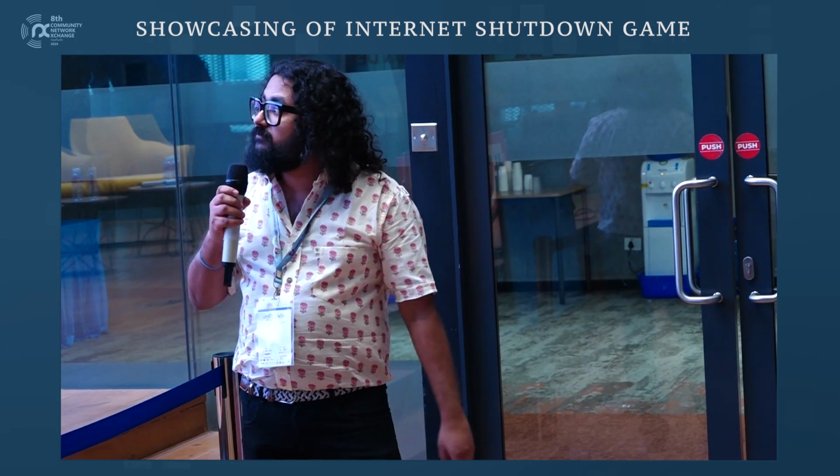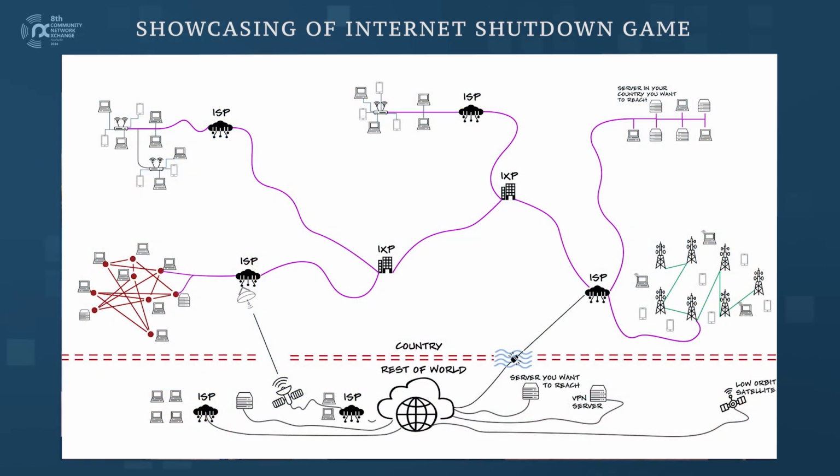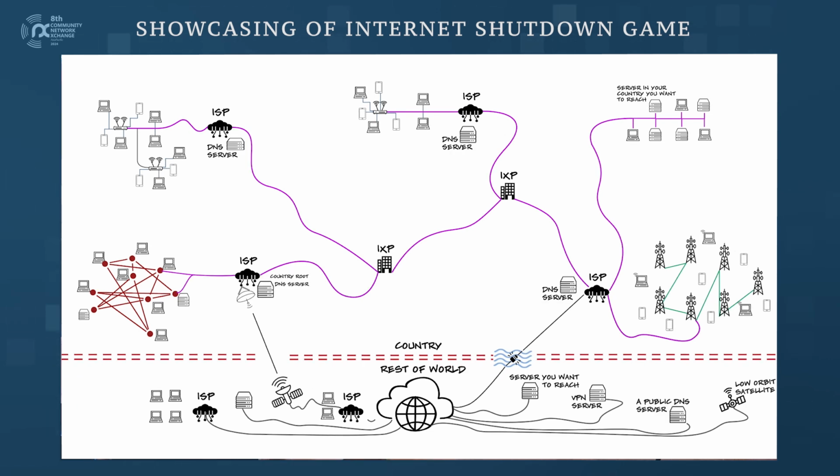Okay, keep moving. So then we have more stuff showing up on the rest of the world. The server you want to reach is the thing you need to pay attention to. It's right here, all right? We also have a VPN server. Okay, we're going to add one slightly complicated layer to this map.